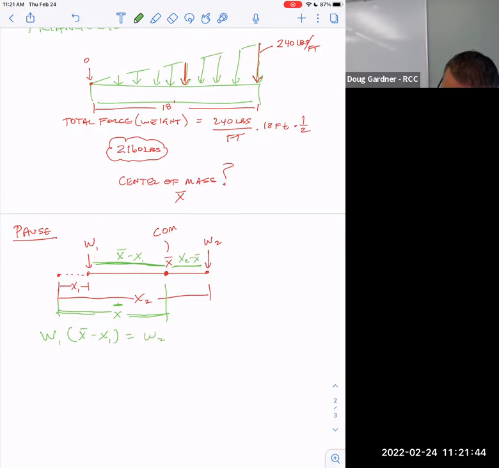So weight 2 times x2 minus x bar. And so if those were equal, then it'd balance, right? Again, think kids on a teeter-totter. That kid on one side.